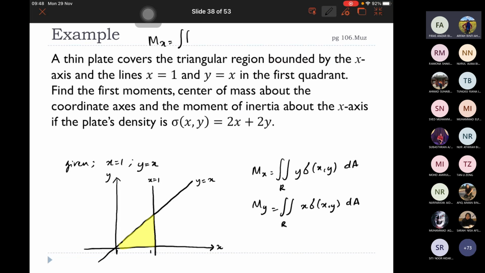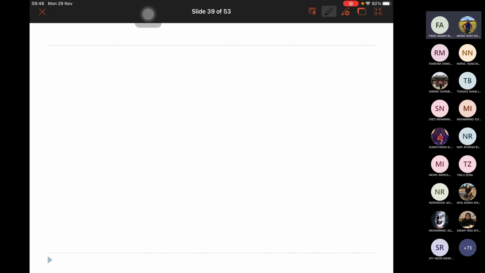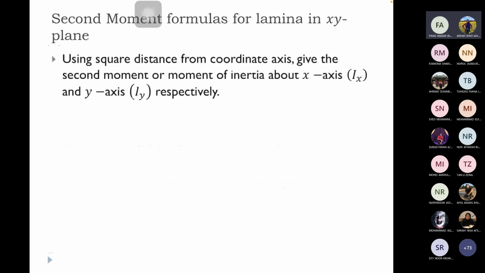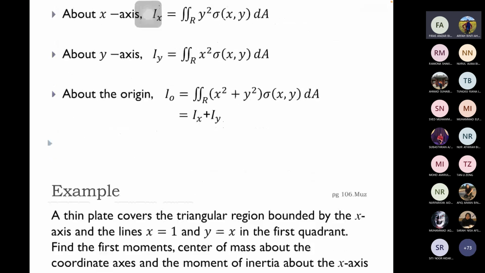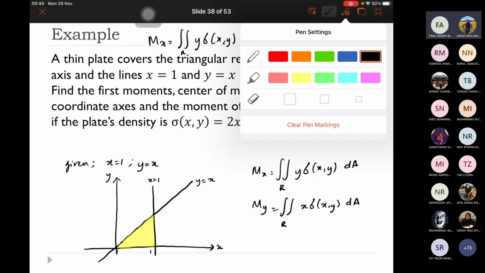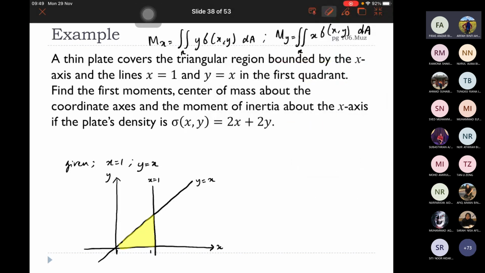Mx equal to integration over the bounded region R y sigma xy dA. Okay. And then My equal to over the bounded region R, x sigma xy dA. So kita nak tentukan dia punya region dulu. Mx katakan. Okay.